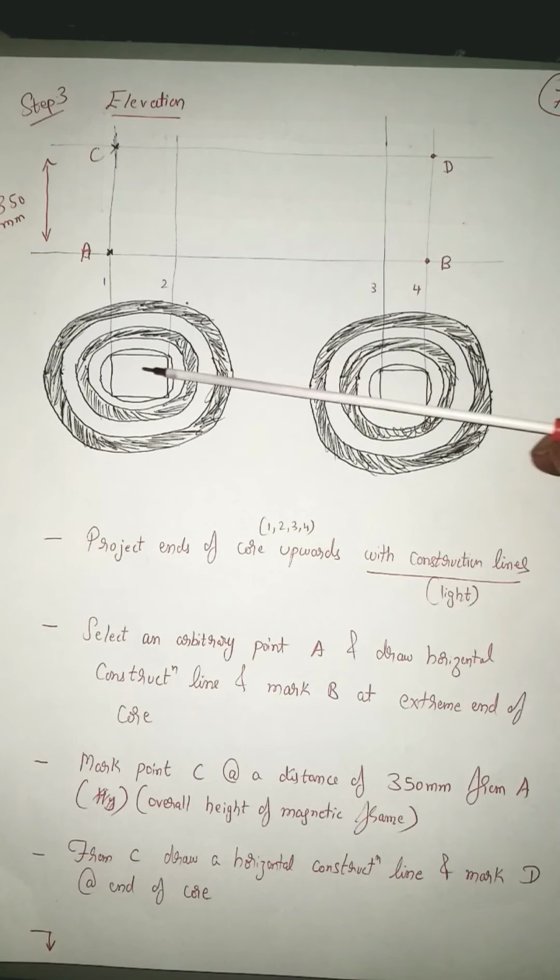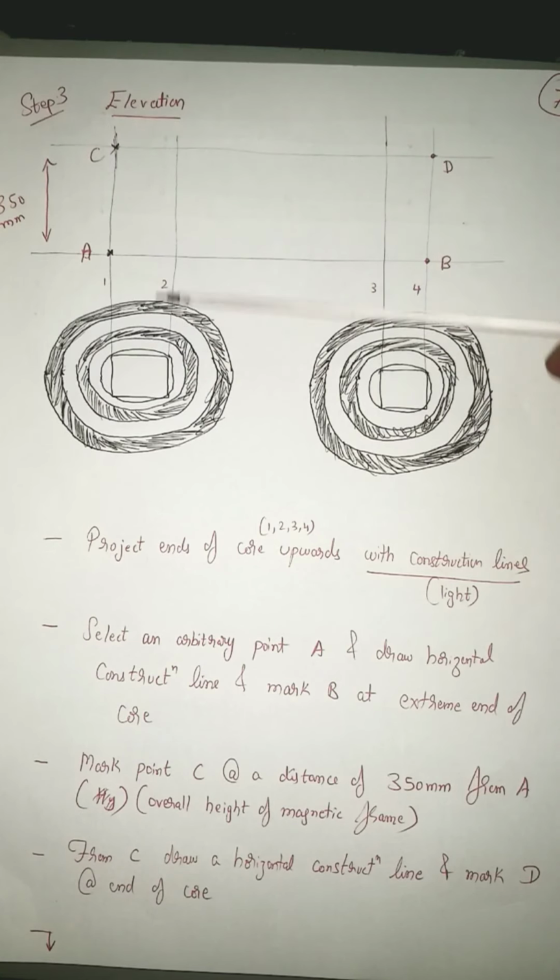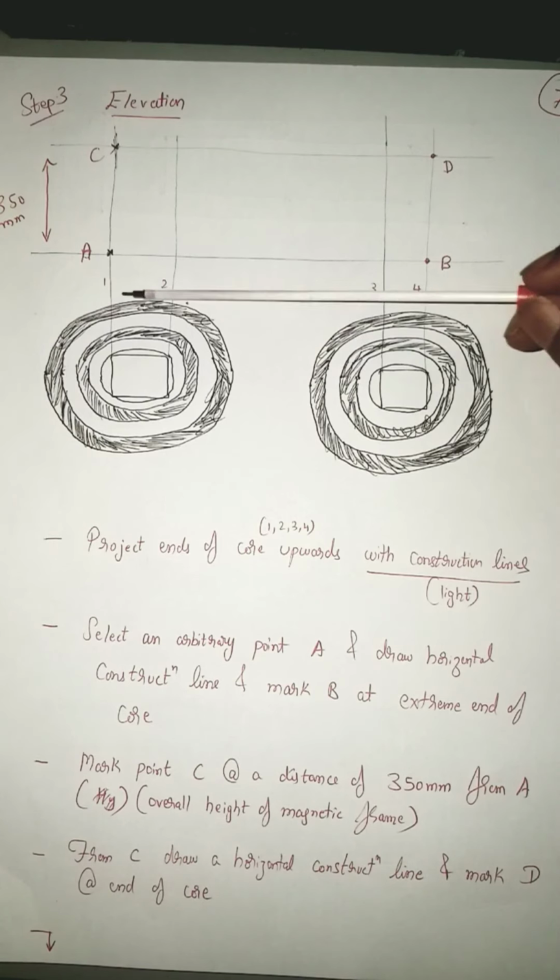What we'll be doing is taking one end of the core and projecting a line upwards, and then taking the second end of the core and projecting it upwards. Similarly, for the other limb also, I'll project one end of the core, then the other end. Then this finishes the first step. I have indicated them as 1, 2, 3, 4 for your understanding.